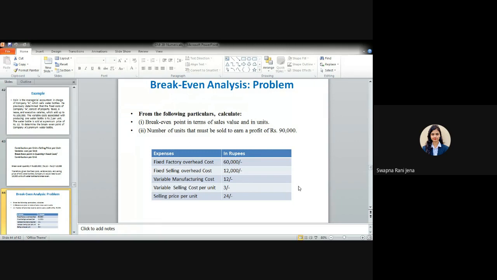Not 12 minus 15. It is 24 minus 15. That is the selling price, which is given as 24, minus 15. Yes, sir. That equals 9. So 9,000 will be the break-even point. Okay.